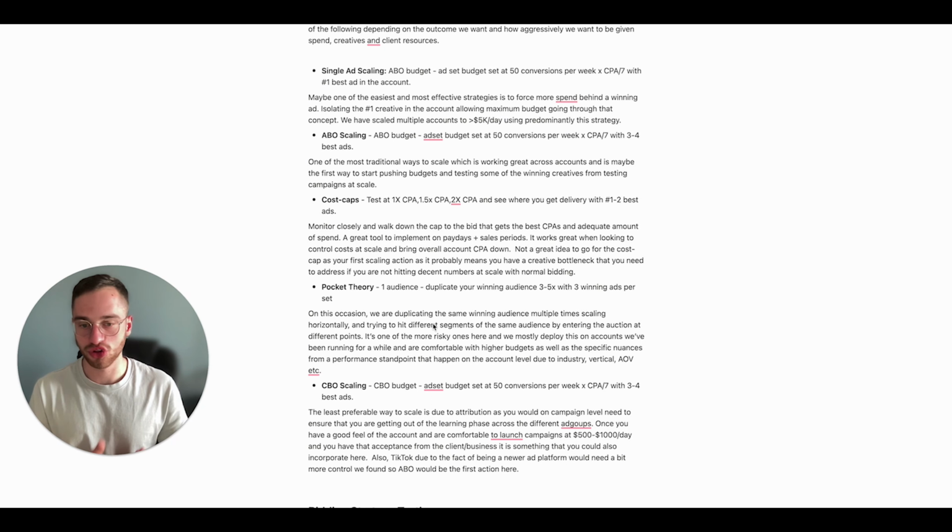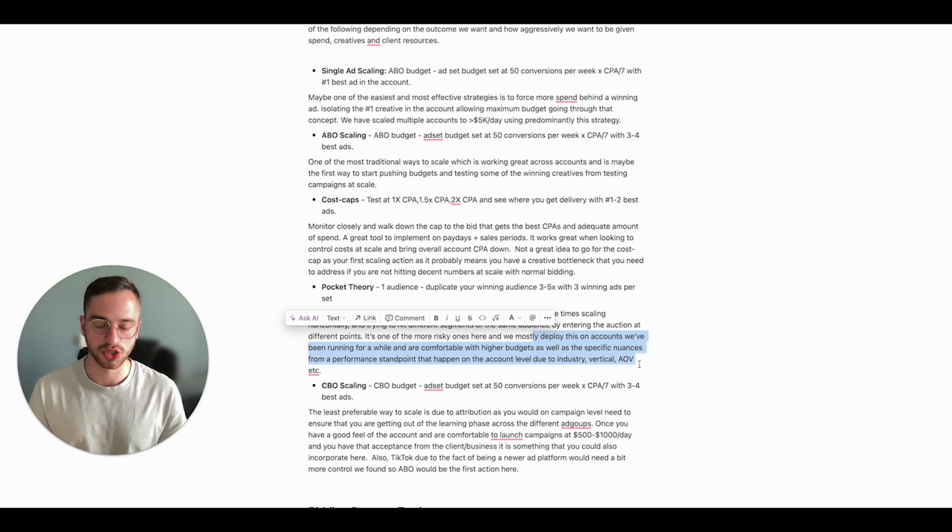And on this occasion, we're just duplicating the same winning audience multiple times, basing our theory that we try to hit different segments of the same audience by entering the auction at different points. Again, it's one of the most risky ones here. We mostly deploy on accounts we've been running for a while. We're comfortable, high budgets. We do have a lot of leeway with budget.